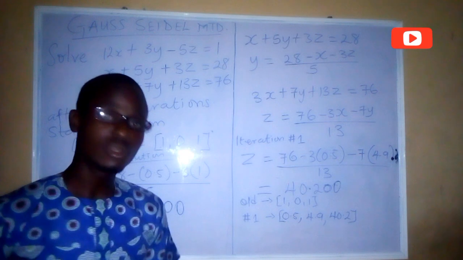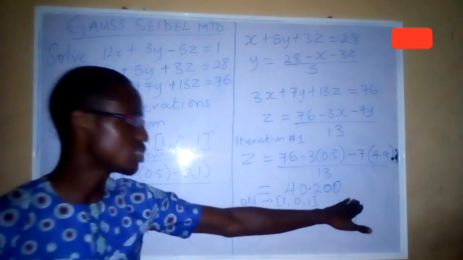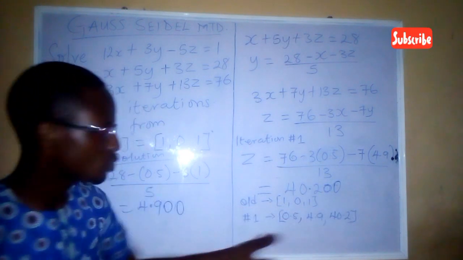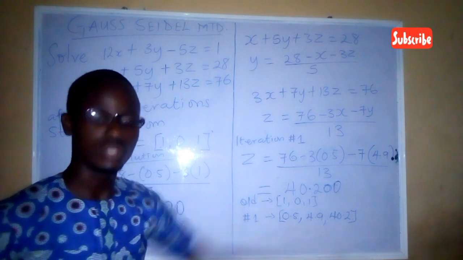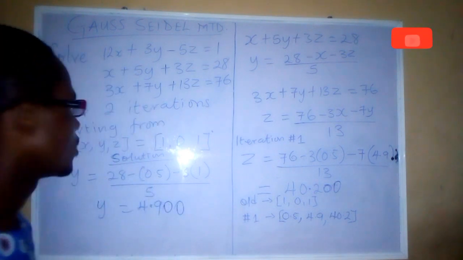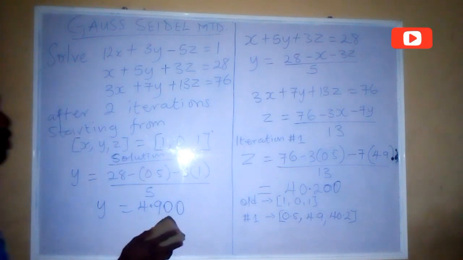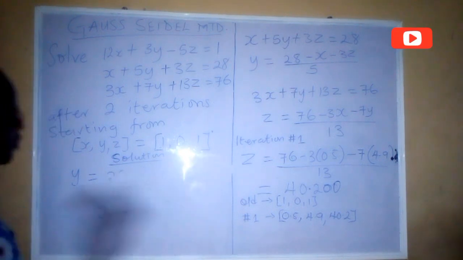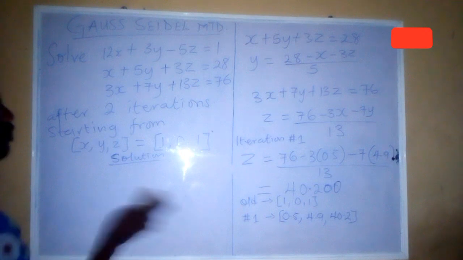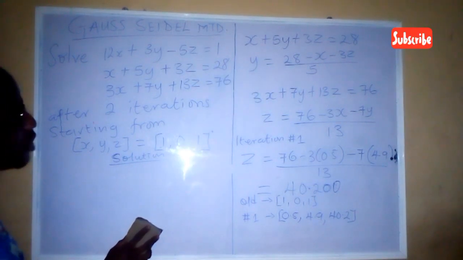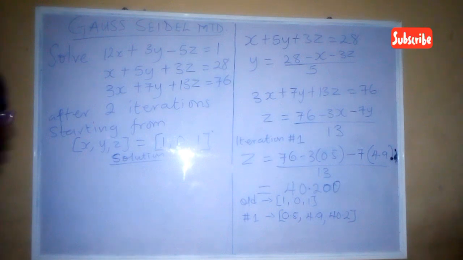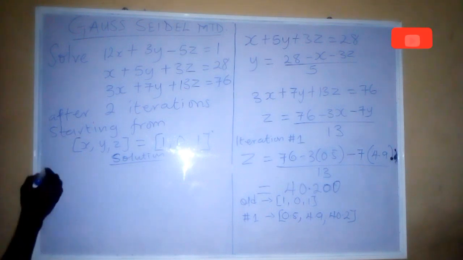And to perform the second iteration, we are not going to use this assumed value again. We are going to use the first iteration values. So now let's take that for the second iteration. To start the second iteration, we already have whatever we need there. Let's take the second iteration.